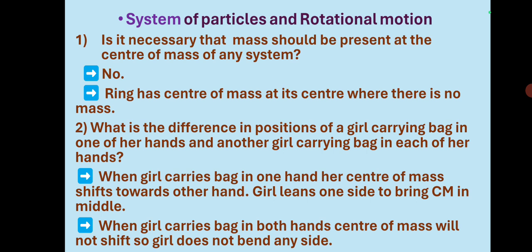What is the difference in positions of a girl carrying a bag in one hand and another girl carrying bags in each hand? If we carry a heavily loaded bag in only one hand, for example the left hand, then our center of mass shifts to the right hand. So the girl has to lean in order to bring the center of mass between the two hands. Now when a girl carries bags in both hands, the center of mass will not shift. So the girl does not need to bend to any side.